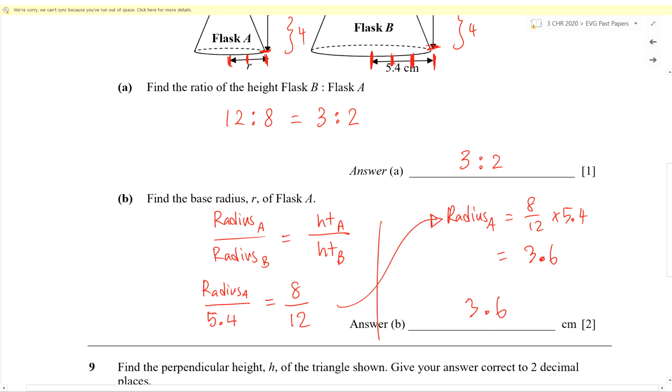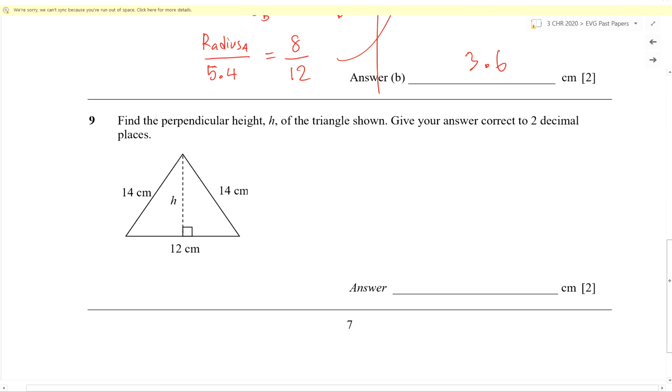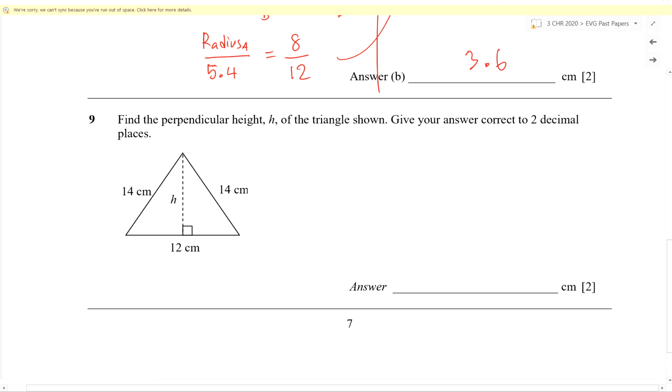So this is the format that we used to do for our practices in class at the start of the year. Now I'm telling you that you can also do so with the diagram, by drawing a diagram. Okay, now question 9. We've got a triangle with a right angle over here. This is an isosceles triangle because both sides are 14. So this perpendicular line will split our 12 cm into 2 equal parts. So it'll be 6 cm and 6 cm. So we want to find the unknown h.